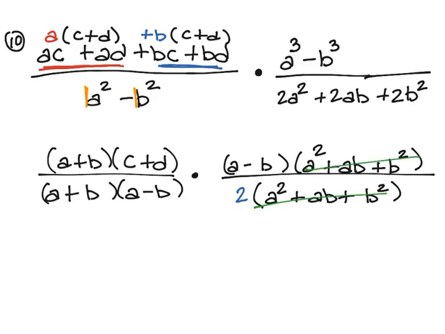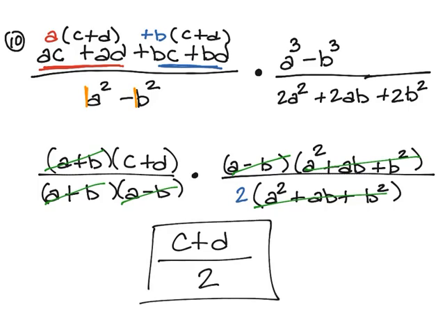That cancels. What else cancels? A plus B. What else? A minus B. Good. So what's left on top? C plus D over 2. Very good. Y'all see that?